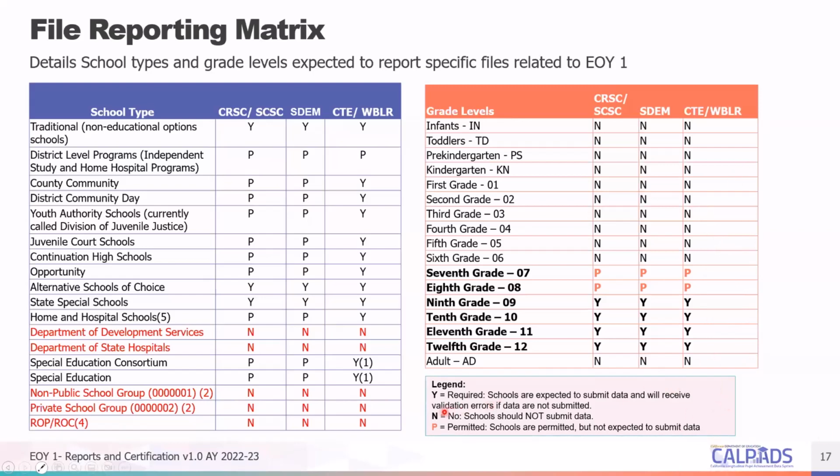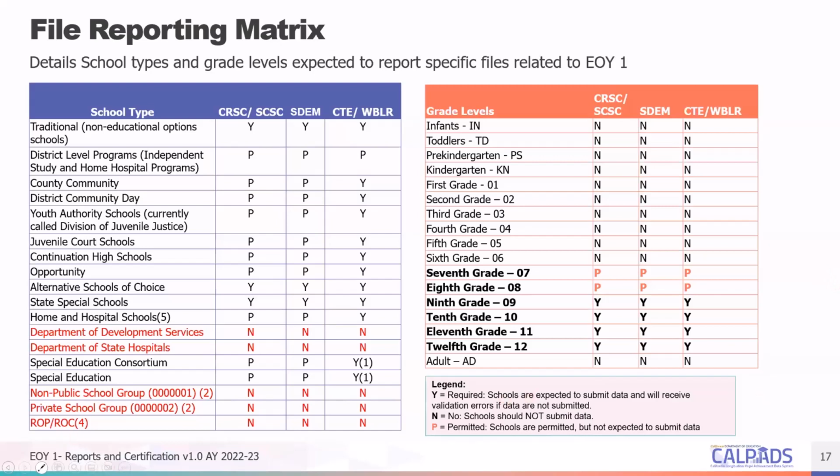Y indicates that the file type is required, that schools are expected to submit data and will receive validation errors if data is not submitted. And N indicates that the data is not required and schools should not submit the data. And a P indicates that the data is permitted, that schools are permitted but not expected to submit these file types.